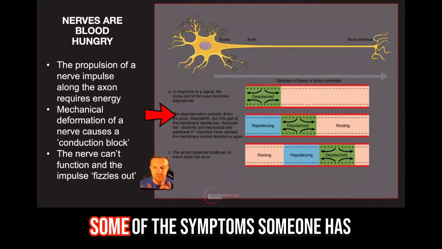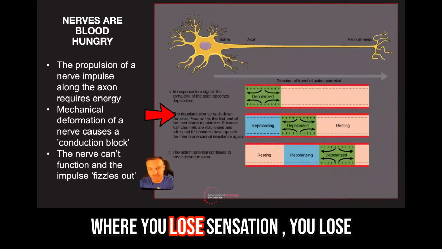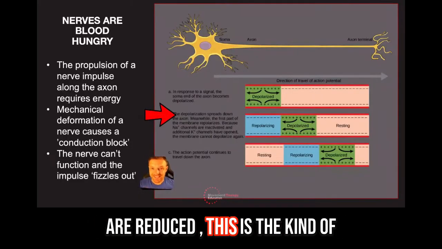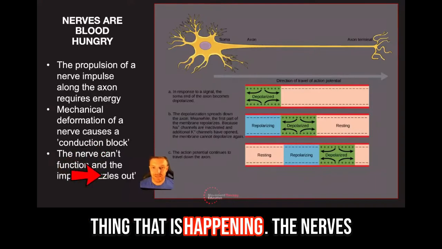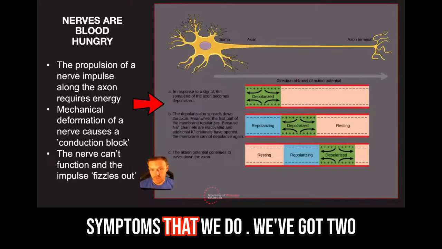If we think about some of the symptoms someone has with a radiculopathy, where you lose sensation, you lose motor control, and the reflexes are reduced, this is the kind of thing that is happening. The nerves aren't able to send those signals, and that is why we get the symptoms that we do.